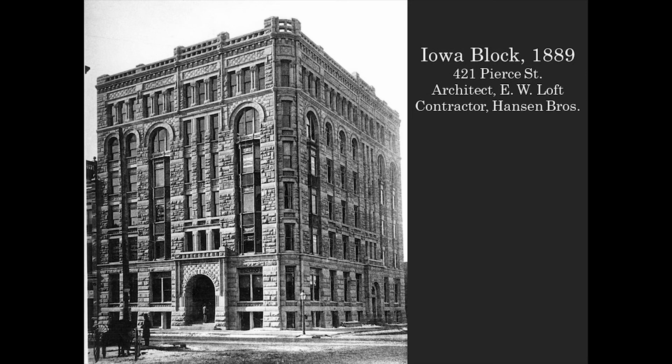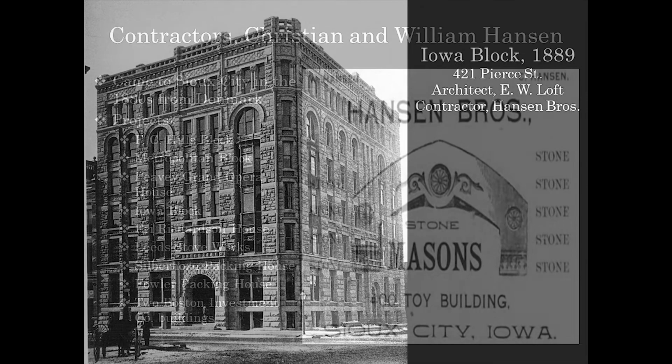The Iowa Block, built in 1889 at the corner of 5th and Pierce Streets, was designed by E.W. Loft and built by contractor the Hanson brothers. Again, we see this is a phenomenal Richardsonian Romanesque building. We have squat columns, we have bands of arches, we have rough-cut stone, we have variation in the stone textures up above the 6th floor windows and that great parapet wall extending around the entire public facades of this structure.